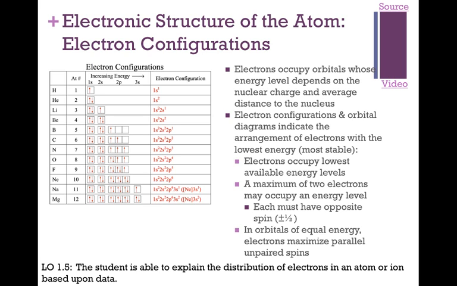Since the valence electrons are in a higher energy level that is better shielded, the first ionization energy must be lower than that of carbon, and that's just talking about magnesium there.